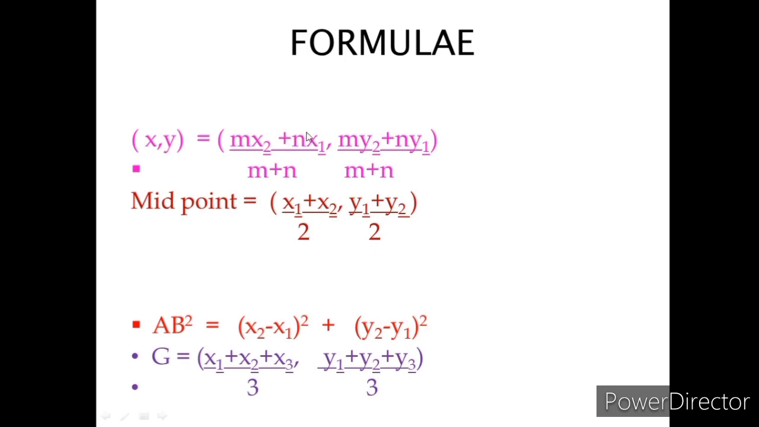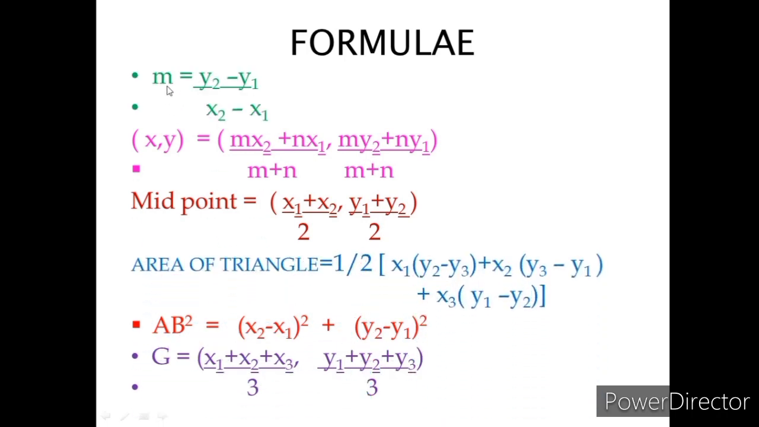Then the next formula is the formula of slope. Slope m is equal to (y2 minus y1)/(x2 minus x1). Finally the last one is the area of triangle, that is half of [x1(y2 minus y3) plus x2(y3 minus y1) plus x3(y1 minus y2)]. You have to recapitulate these 5-6 formulae.